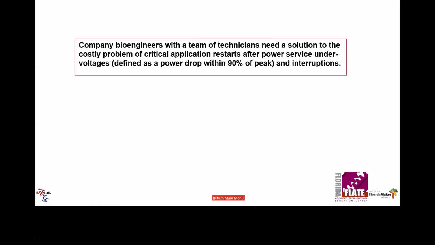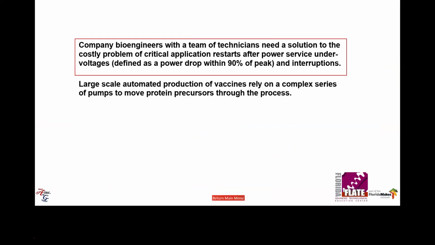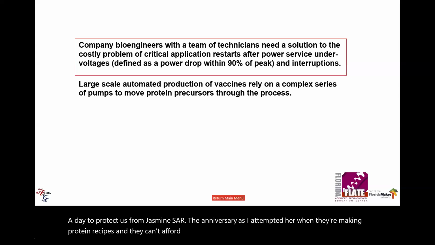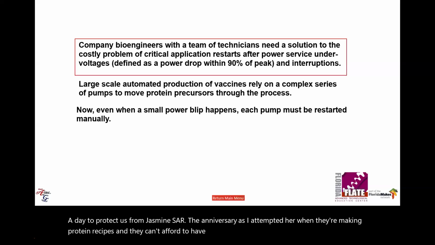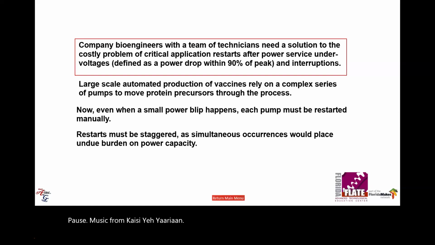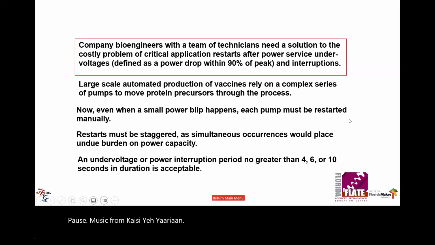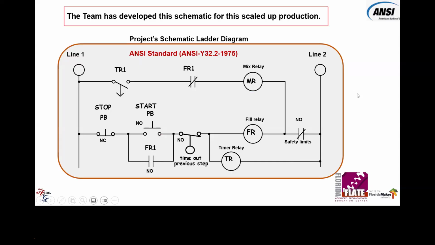So the application is a biotech firm where they're making protein recipes, and they can't afford to have the power drop because there's a large scale process. There's a lot of pumps going on. It's a complicated series of pumps. They can't afford to have even small blips because they have to start it over. Currently, they're starting everything over by hand, which could cause a problem with their own power supply. So they need a fix to this problem, which is some way to automatically start, getting the human being out of being the person responsible for pushing the restarts.